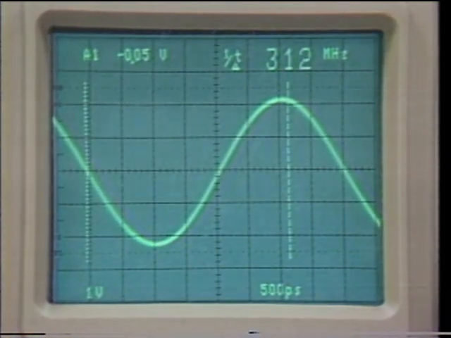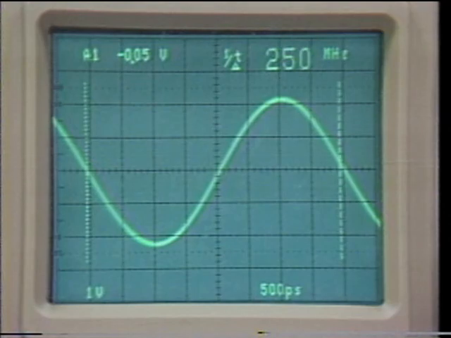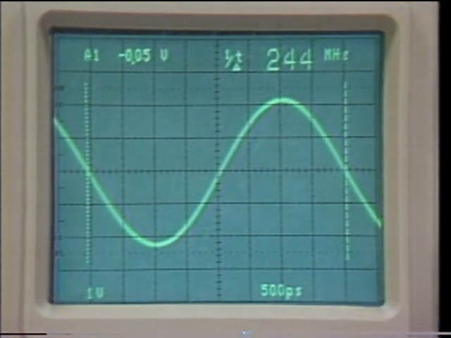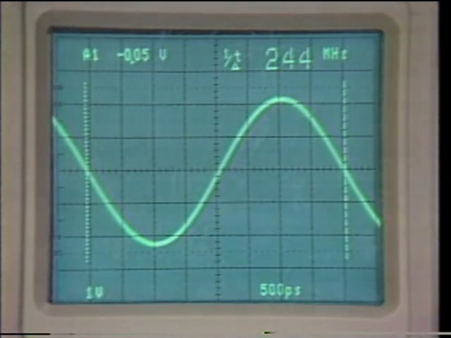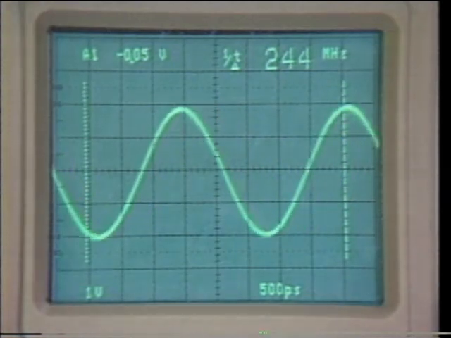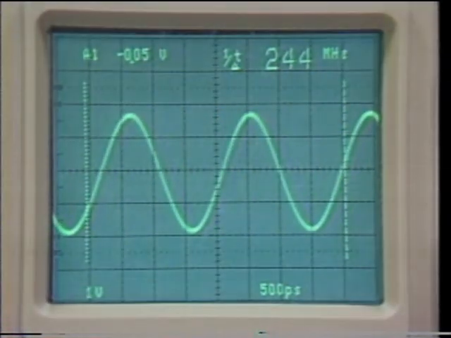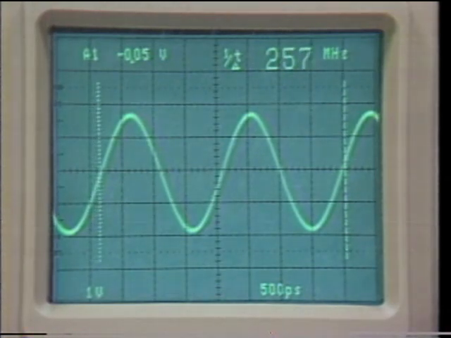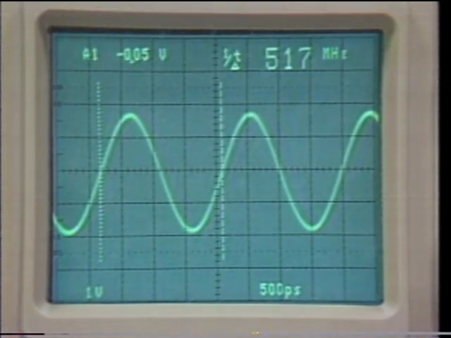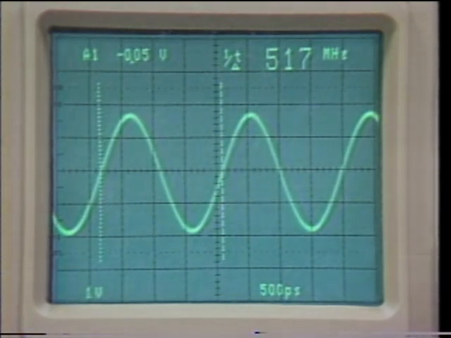Again, setting the cursors to cross the signal at the same place the signal crosses a graticule line gives us a reading of 244 megahertz. Let's raise the frequency again and repeat the measurement. Again, setting at 0 crossings, 517 megahertz. This is just a little beyond the guaranteed trigger range of the oscilloscope.